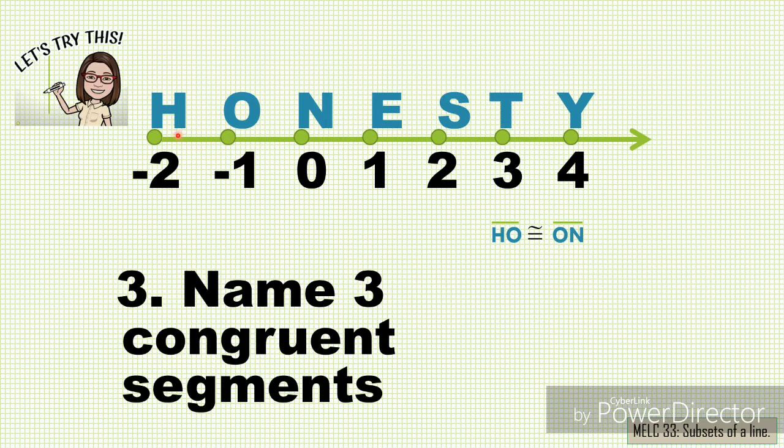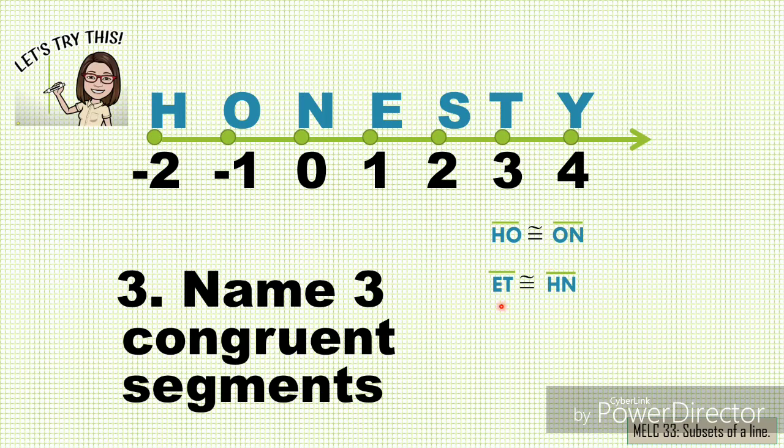Kung papansin niyo, HO, may mga numbers dito sa ilalim, no? Kung bibilangin natin yan, from point H to point O, 1 unit yung difference. So, yung distance ay 1 unit. So, yung ON naman, yung line segment ON, ganun din. Kapag binilang natin yung distance from point O to point N, 1 unit lang din. So, magkasing haba, magkasing sukat, therefore, congruent. The symbol, take note of the symbol ha, for congruency.